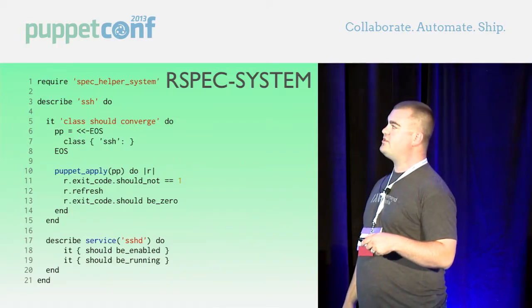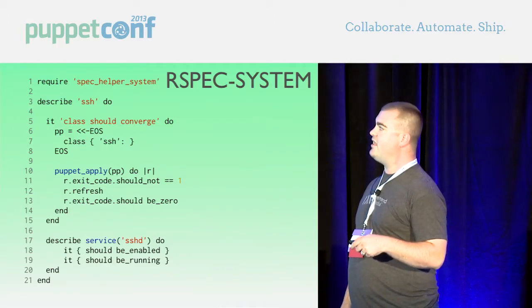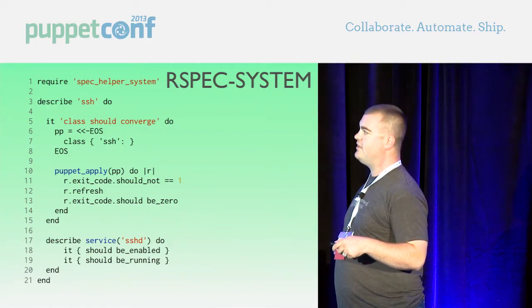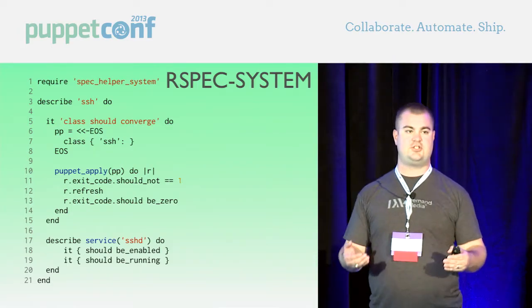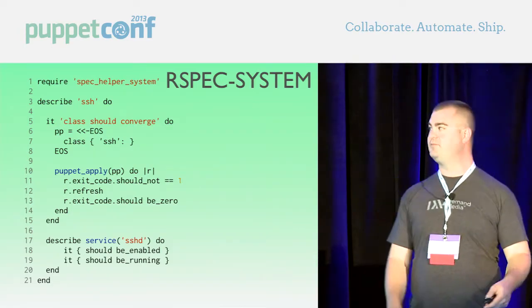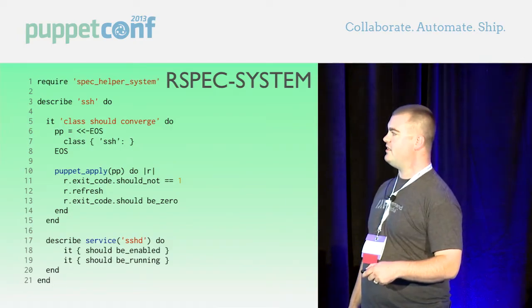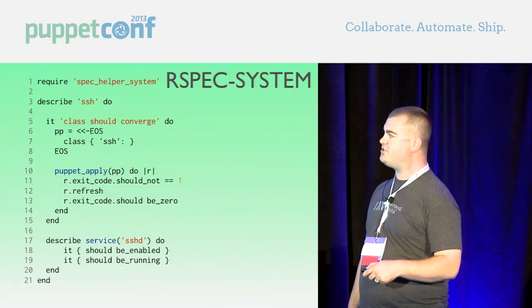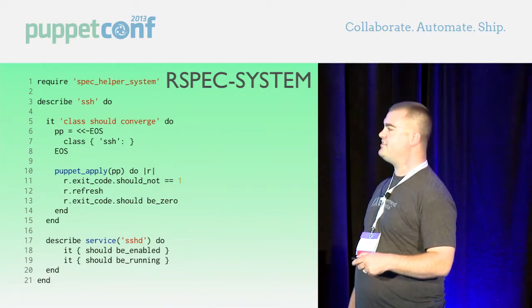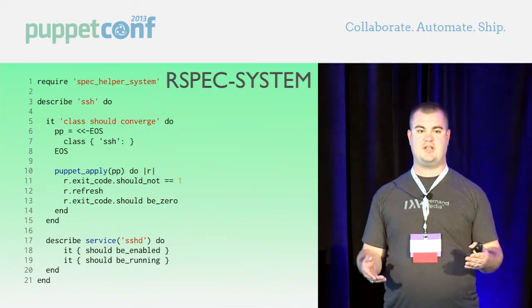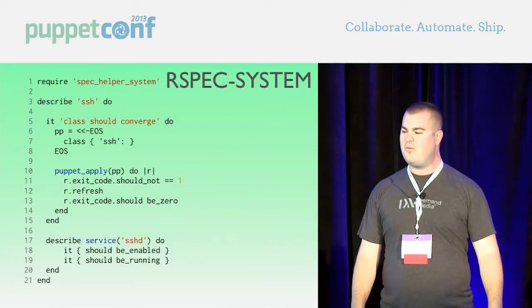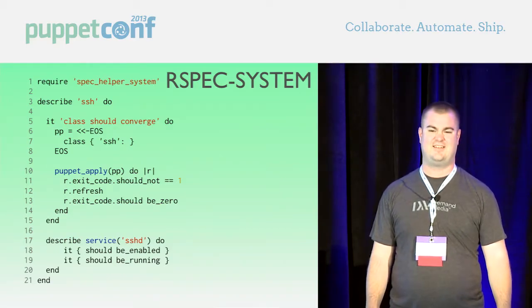But really simple. We're describing the SSH module. The class should converge. When I do Puppet apply class SSH, it should exit 0. It should work. So, did it exit with a 1? No. And I believe the refresh, if my memory serves me correctly, causes it to run twice. So how many times have you done a Puppet apply? Cool, it worked. And then you run Puppet apply again. Why the hell is it restarting that service again?